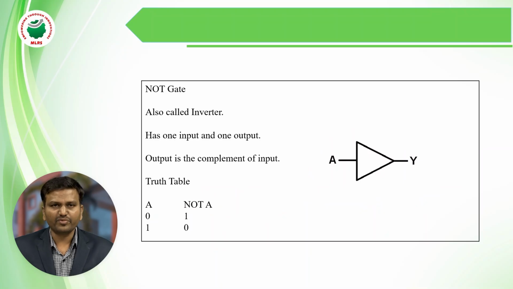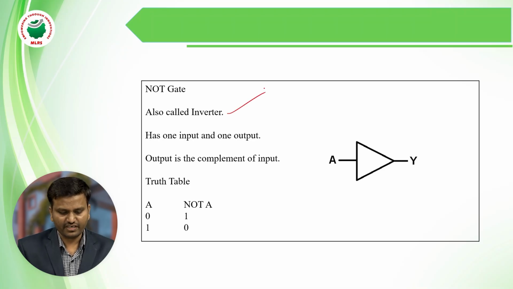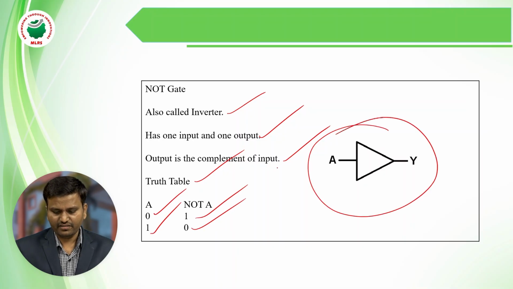And the NOT gate, as the name says, is represented as a negation. Like if it is A equals 1, we have to reverse it. It is also called an inverter, and it has only one input and one output. The output is the complement of the input. The truth table is: if A is 0 it will be 1, if A is 1 it will be 0. The symbol is represented here. Only one connection will be there, and only one output will be there.